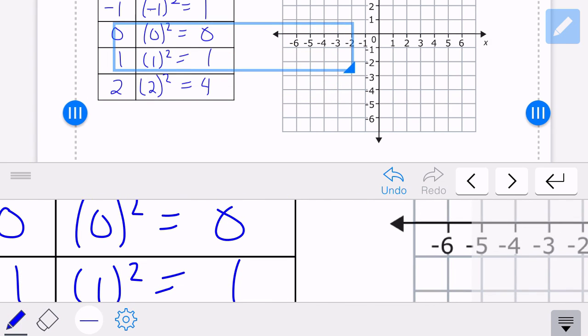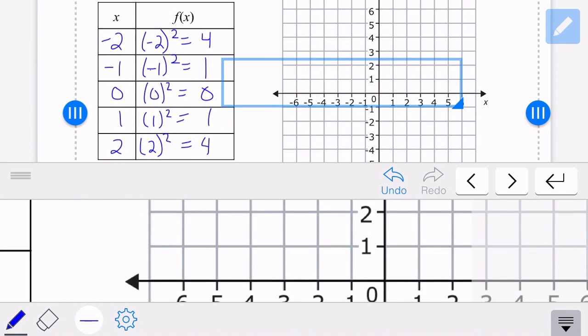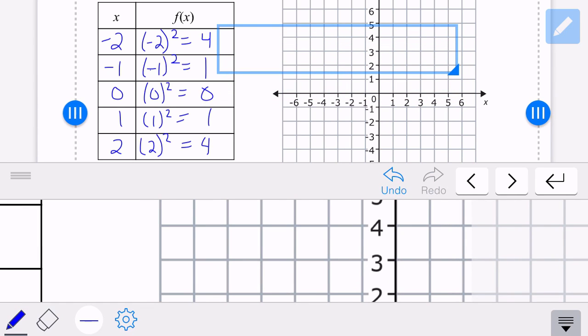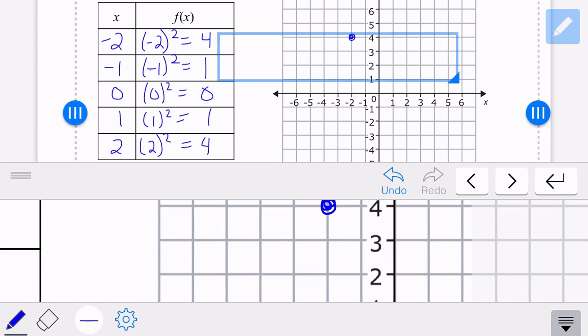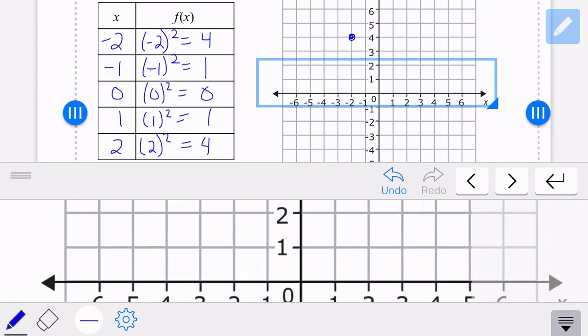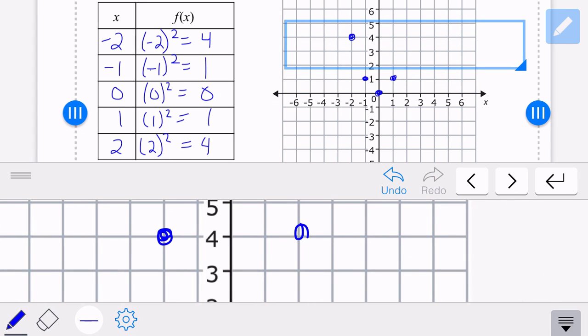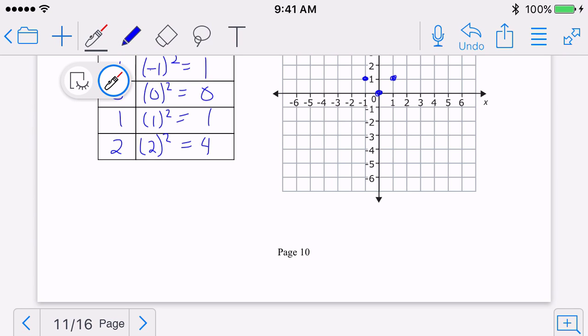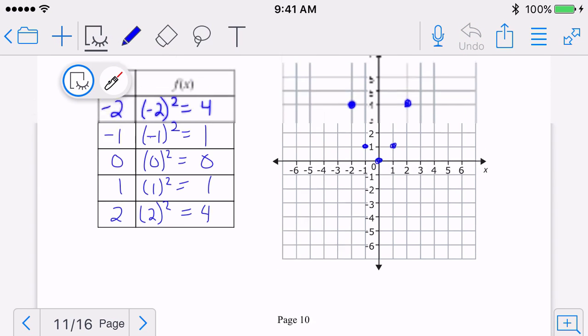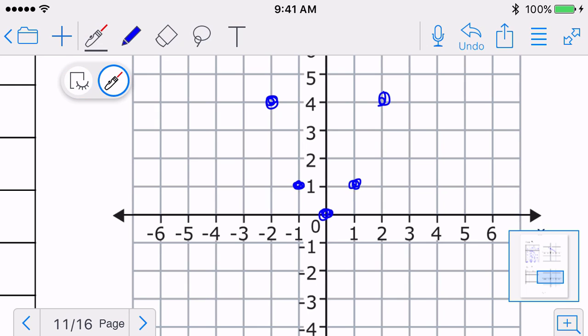All right, so what this ends up looking like, we've got -2, +4. It's going to go there. And -1, 1. Then 0, 0. Then 1, 1, and 2, +4. So first, before we start to connect these, I'm sure a lot of you will be tempted to connect these just with straight lines, like this and then this.